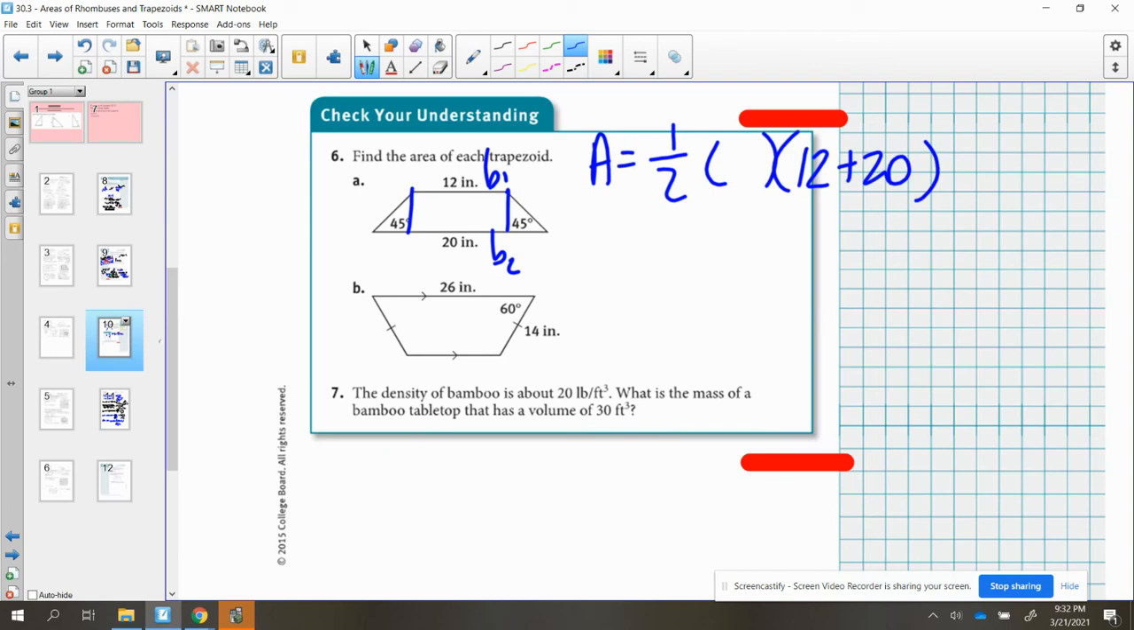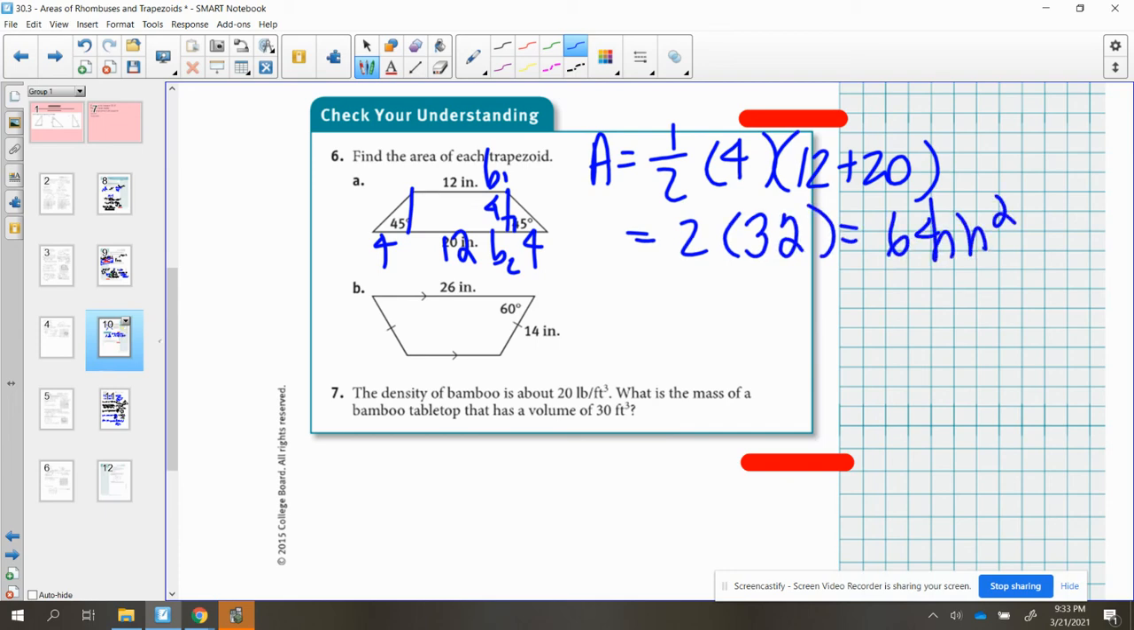Again, the height here, if this is 12, this is 12. And then these other two pieces would be the same, and they have to add up for a total space of 20. So each one would have to be 4 and 4. And again, this height here would also be 4, since this is a 45-45-90. So half of 4 is 2. 12 plus 20 is 32. 2 times 32 is 64 square inches.